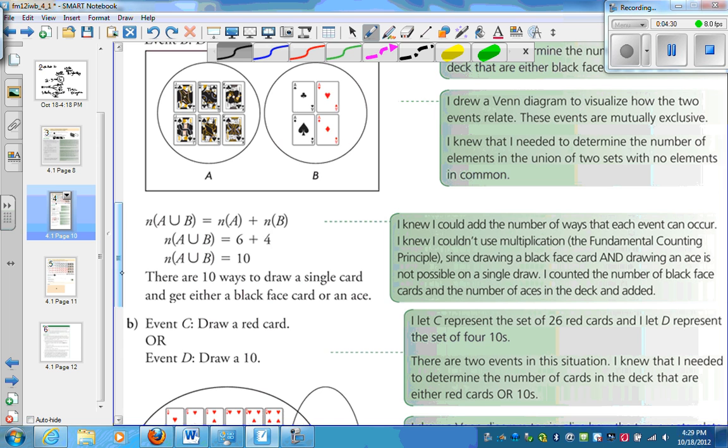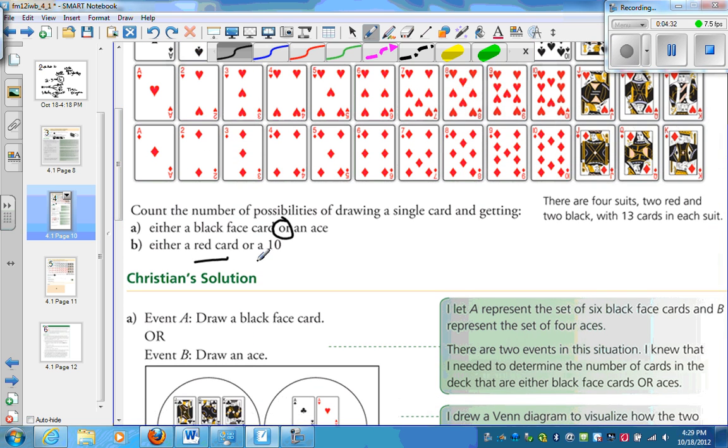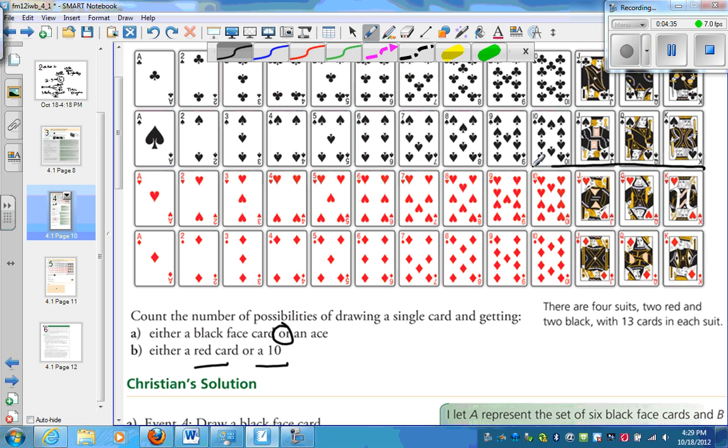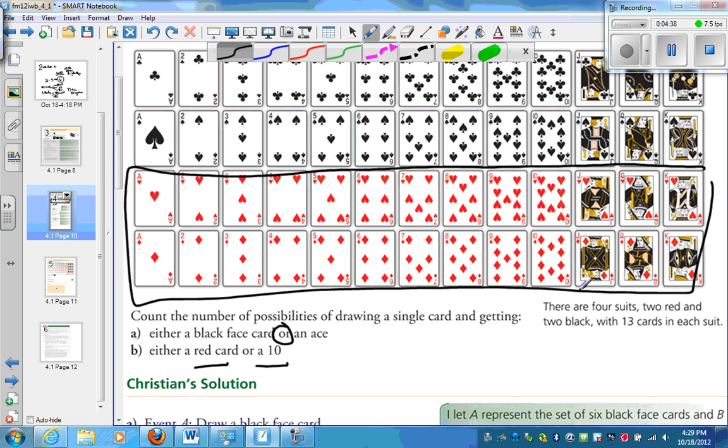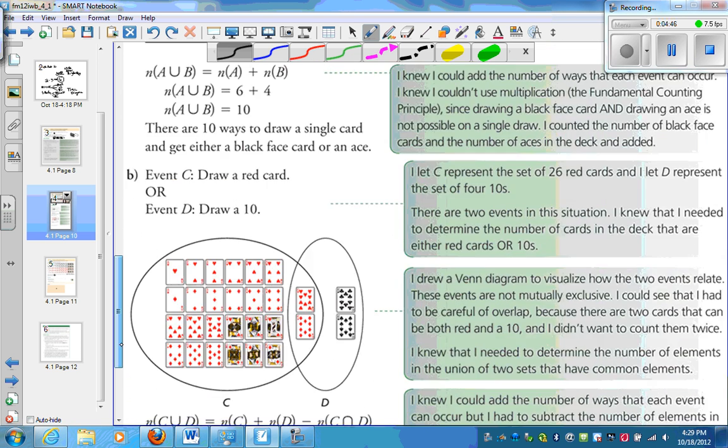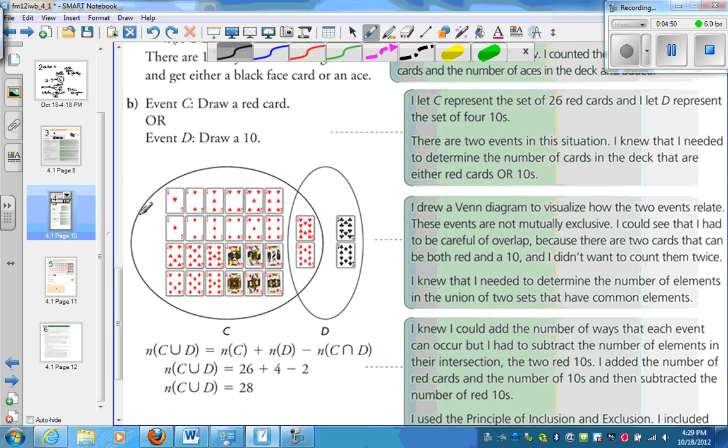6 plus 4 is 10. Okay, here's where it's more confusing. Either a red card or a 10. So look, here's all the red cards, and here's all the 10s. I really like this diagram. But notice there's some overlap. These 10s are both red and 10. So let's look how Christian dealt with that. He said, well, there's 26 red cards, 13 and 13, and there are 4 10s. Well, there's overlap because it's been counted twice. These 10s have been counted in this 26 and also in that 4. So we did 26 plus 4 minus 2 and got 28.